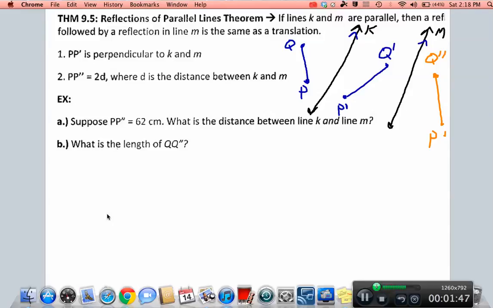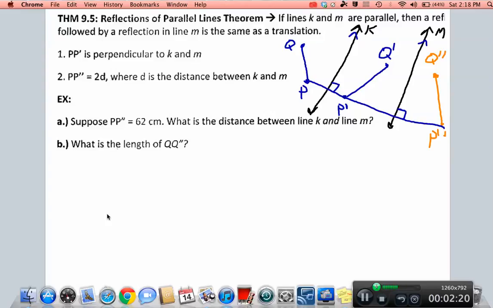Now the important thing to note here is that P prime and P double prime should be all on one line, and they form a right angle with the two parallel lines. Okay, so that's kind of a special thing that we've got going on here, is that line P double prime, and I'm sorry you guys can't see this, this should be P double prime. Can you guys see that? Yeah, okay. P double prime is perpendicular to those parallel lines, which is really important.